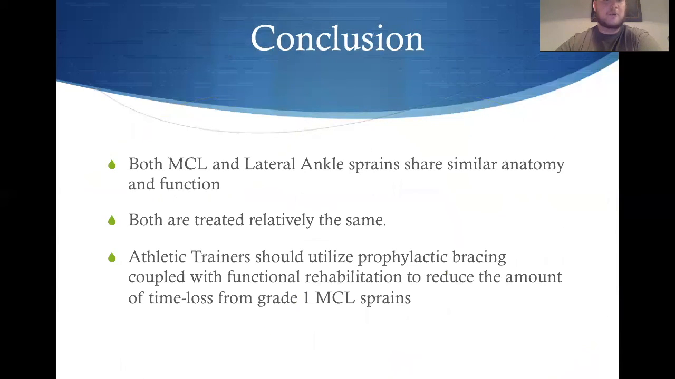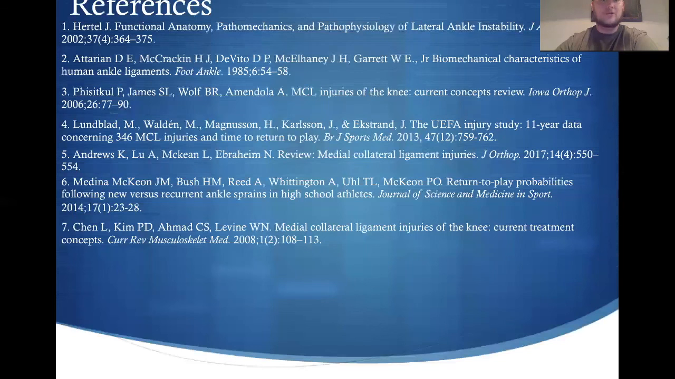So in conclusion, both MCL and lateral ankle sprains share similar anatomy and function. Both are treated relatively the same and support that treatment through research. And so I think moving forward, athletic trainers need to understand that both utilizing prophylactic bracing for early return and increasing their functional rehabilitation can reduce the amount of time lost from grade 1 MCL sprains if we start to treat them similar to lateral ankle sprains. And I think that is supported through the findings in the literature, which you can see here.